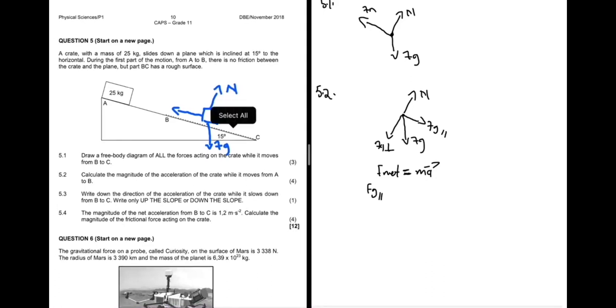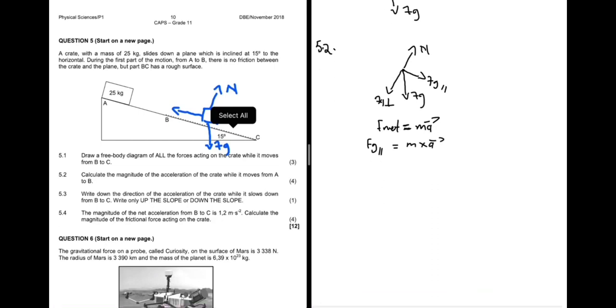But for this case, we just have FG parallel. So we're going to say that this FG parallel is equal to the mass of the object multiplied by the acceleration. And then in place of FG parallel, we can put the mass, which is 25 kg, multiplied by 9.8 multiplied by sine of 15 degrees, because this here is FG.